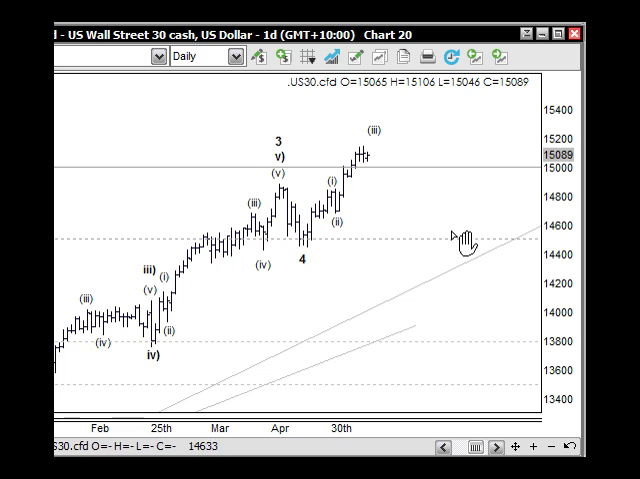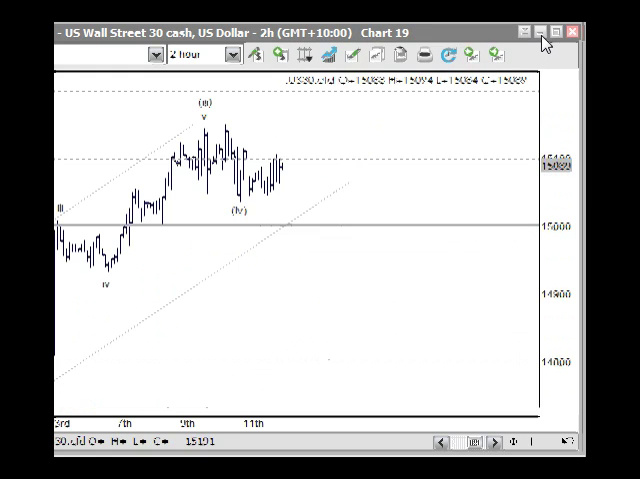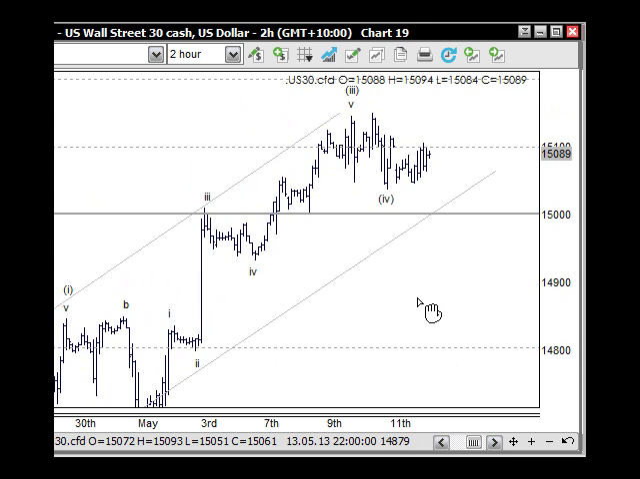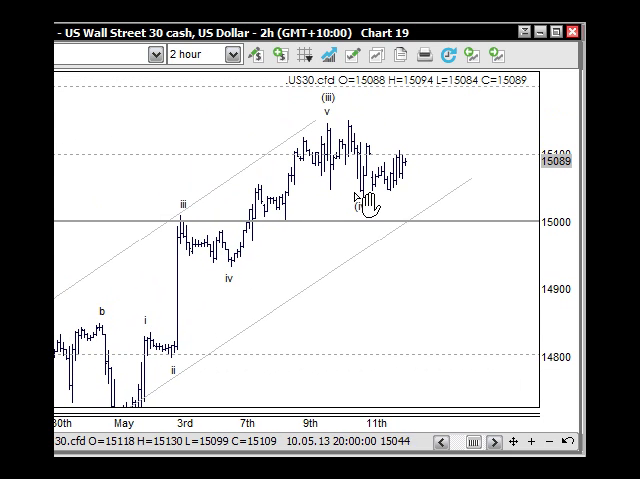Okay, that said and done, just looking at the US 30 here on the 2-hour chart. As you know, we've been looking for this to move up. The S&P 500 has moved up through its level, so I would expect this one to do the same in due course. So I'm still leaving the wave 4 there, but as many of you know, the wave 4s can get a bit messy, and so far this is really quite a simple one through here.